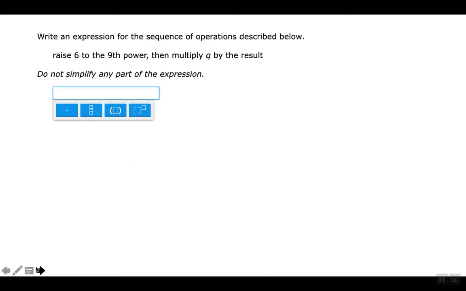All right. This one's easy. Raise 6 to the 9th power. So, again, using this button. Okay, 6 a la 9. 6 con un exponente de 9. Y multiplicar el resultado por Q.